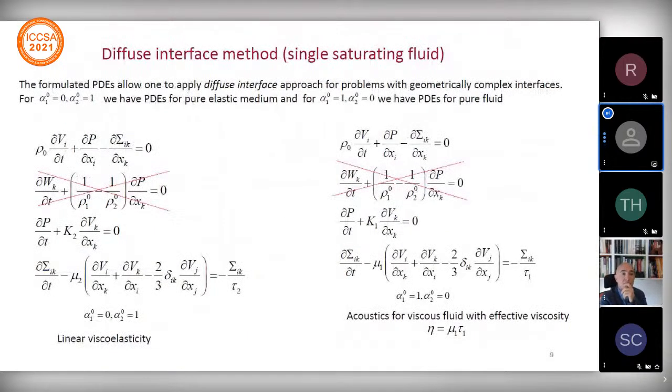I also would like to note that our model is applicable to porous media for the whole range of porosity from 0 to 1. Here we see the reduced system for pure fluid on the left and for the pure solid. It is a nice property because we can do simulation for porous media with inclusions of pure solid and pure fluid by a single PDE system.